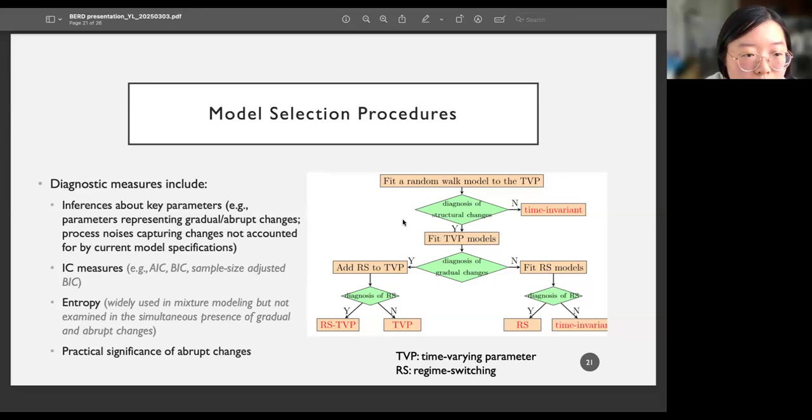And then we also use IC measures, which are widely used in model selection. The unique thing is that we also included an entropy measure as a diagnostic measure, because we are introducing the regime switching component, and we may wonder how many regimes there are in the dynamics, and whether the two regime model is more necessarily needed than the one regime model. This entropy measure is widely used in mixture modeling, but not examined in the context of this model.